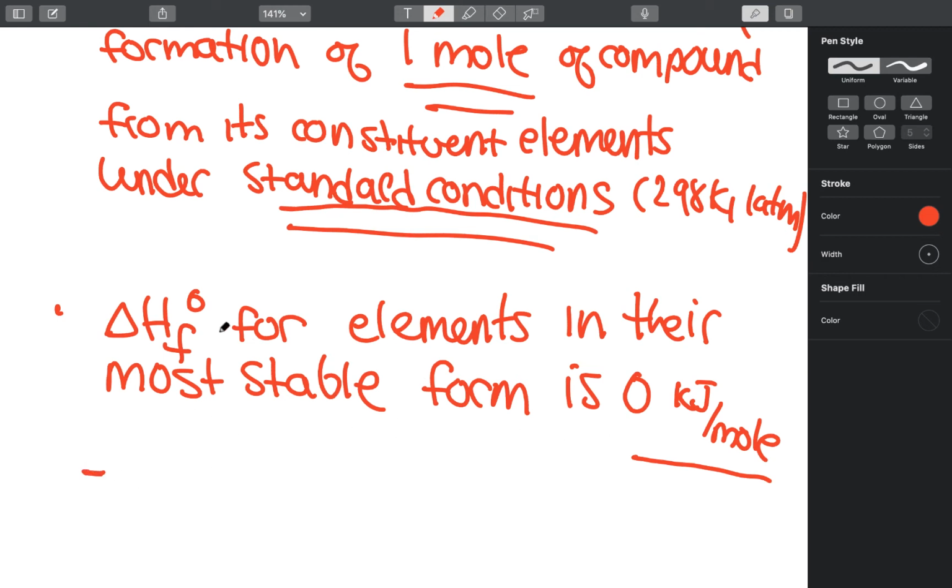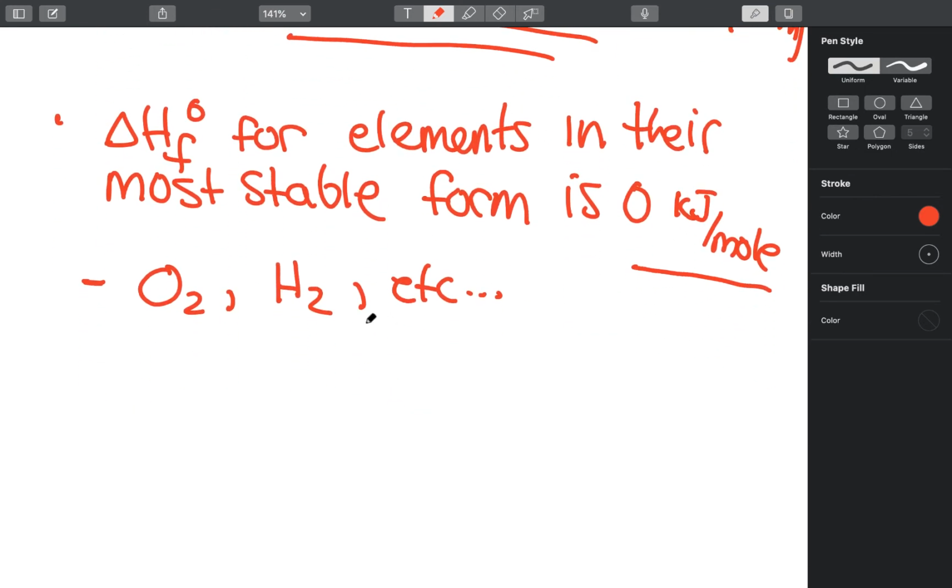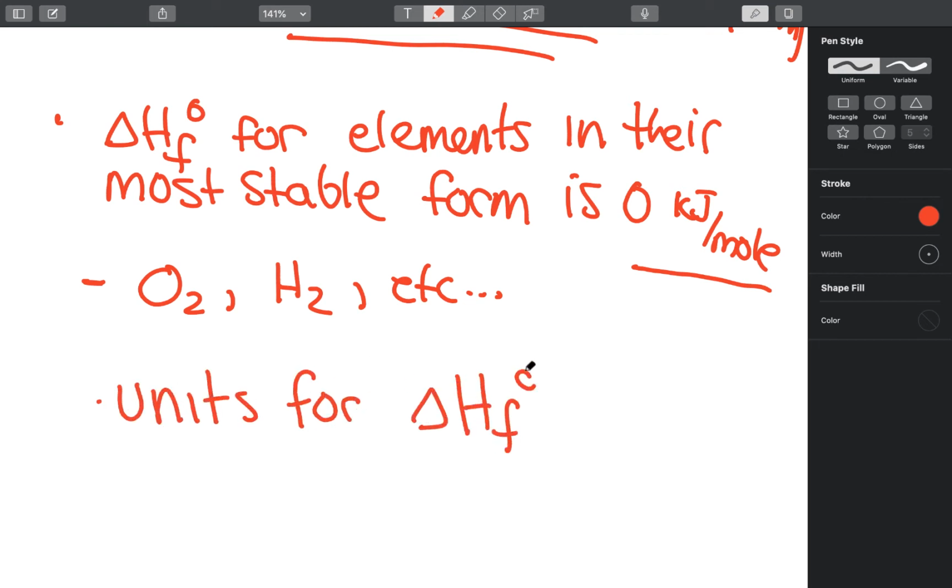So examples of this would be O2, H2, etc. And these will usually be given to you as well. So just quickly right here, the units for delta HF in the standard state are kilojoules per mole or joules per mole.